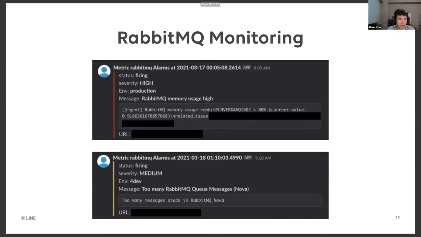And we have also set up alarms for the metrics. So if the memory usage is high, it will trigger alerts. Or if there are too many messages stacked up in RabbitMQ, it will also trigger alarms. So we can take a look at the reason.